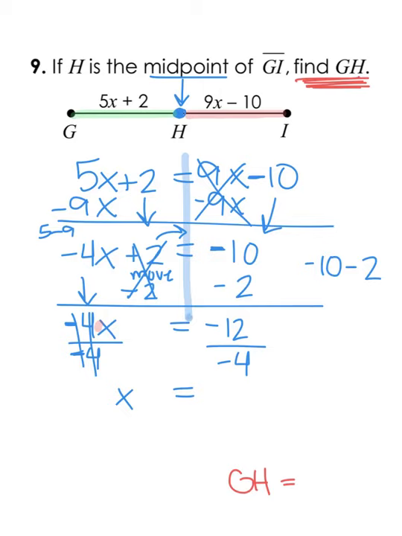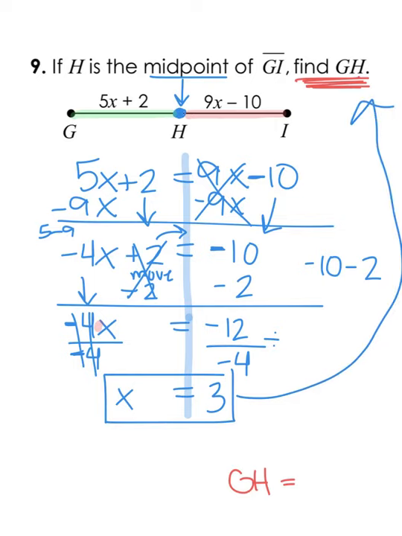So I'm just going to continue my line here. Negative 12 divided by negative 4 is positive 3. Now we're not quite done because we have to go back and read the directions, and it says find GH. We solve for x, which is the first step. But in order to find GH, well, let's look at GH. GH, remember, is our green line.